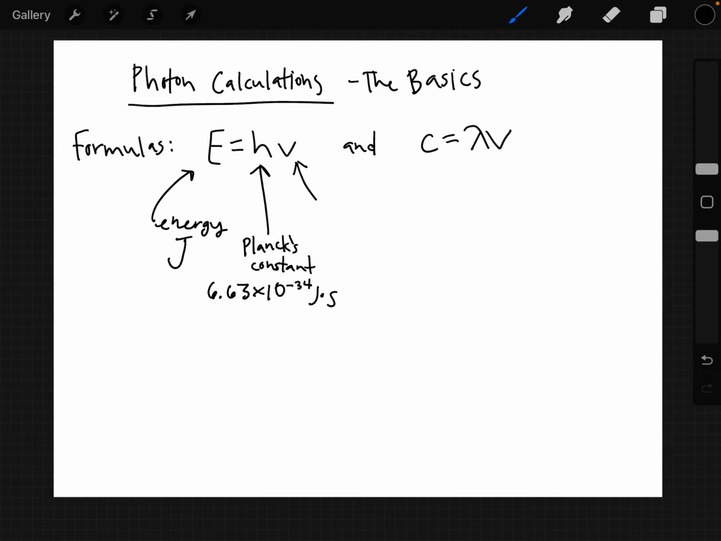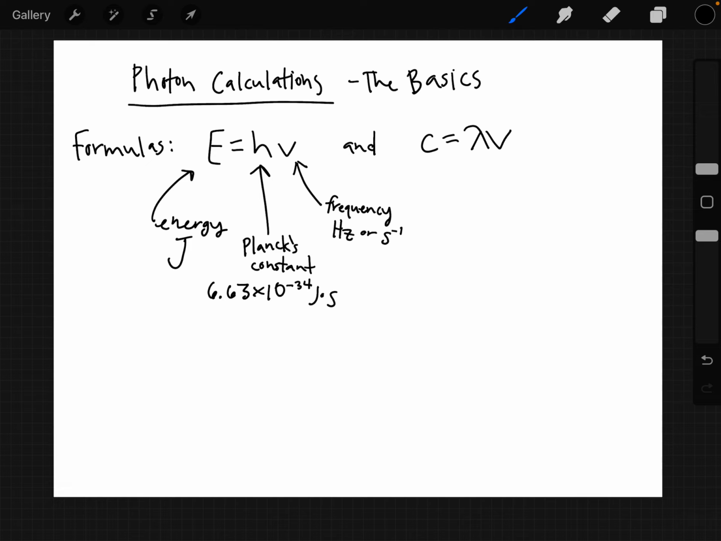The last piece of this equation is your frequency. Remember, a frequency is how often a wave cycle happens per second, okay? And this unit is going to be something called hertz. Another way we could write hertz is as an inverse second. So that's the first formula we use.